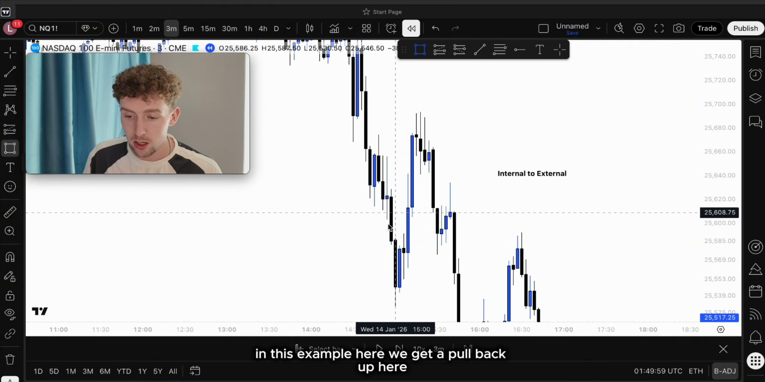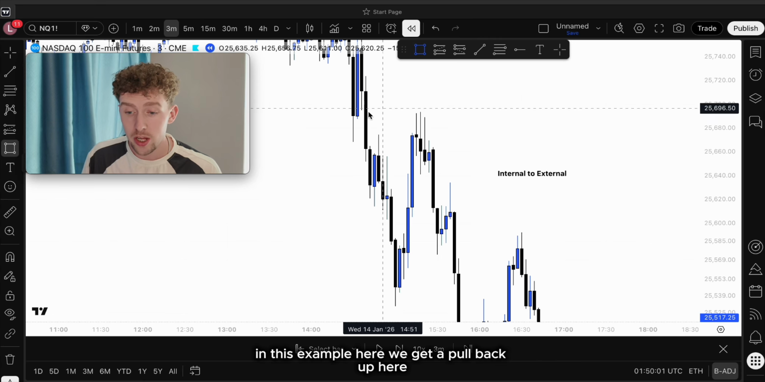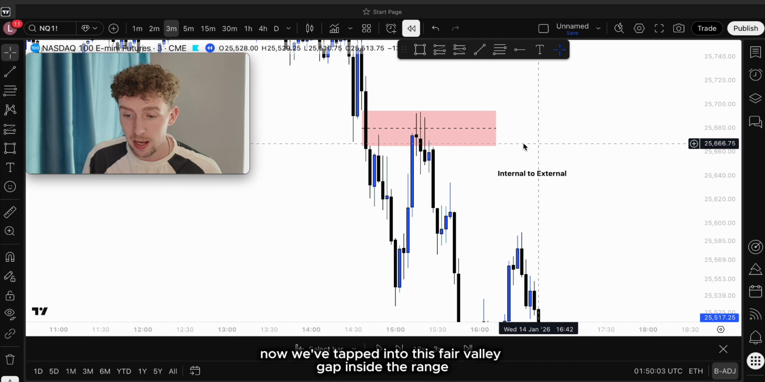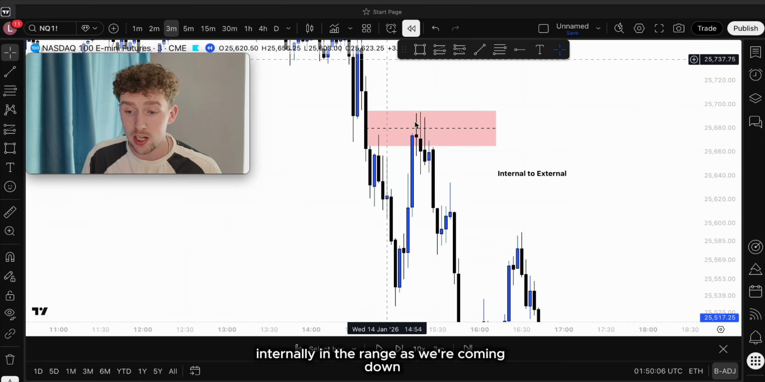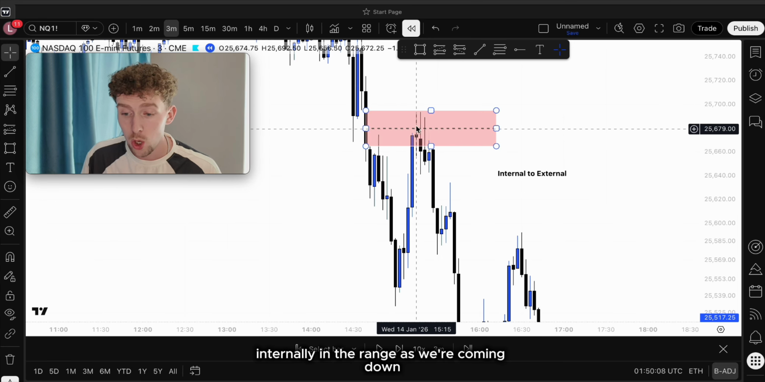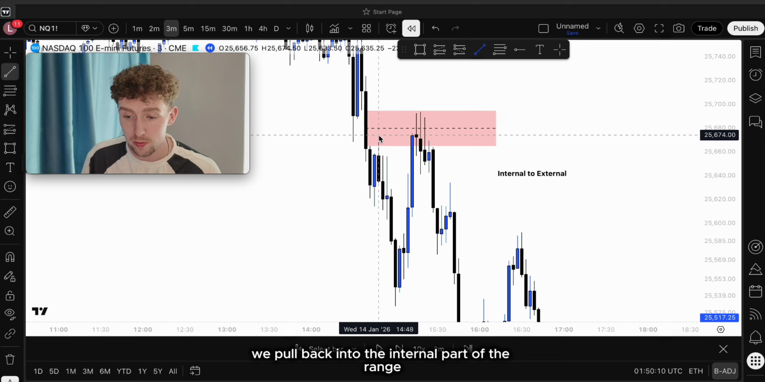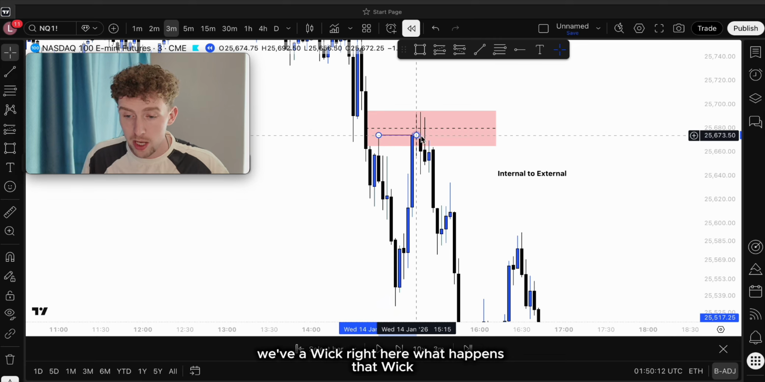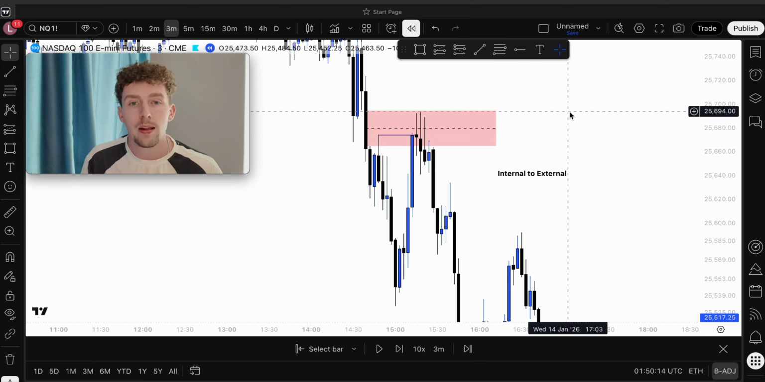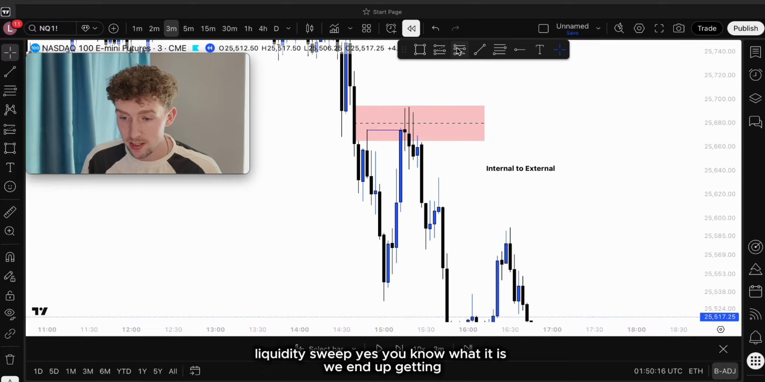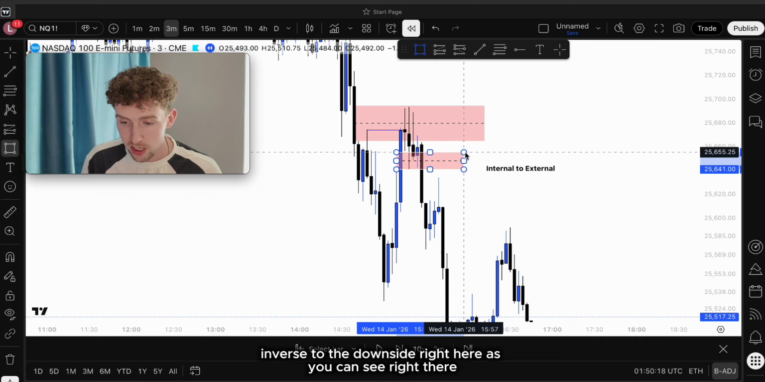In this example here, we get a pullback up here. Now, we've tapped into this fair value gap inside the range, internally in the range. As we're coming down, we pull back into the internal part of the range. We have a wick right here. What happens to that wick? Liquidity sweep. Yes, you know what it is. We end up getting an inverse to the downside right here, as you can see right there.